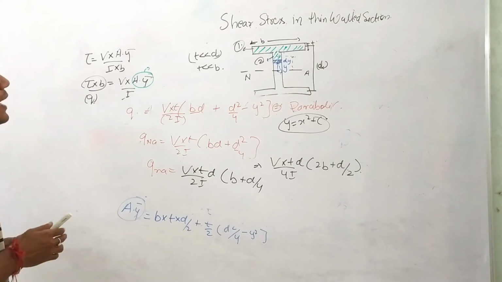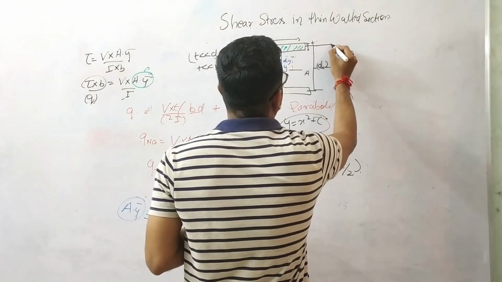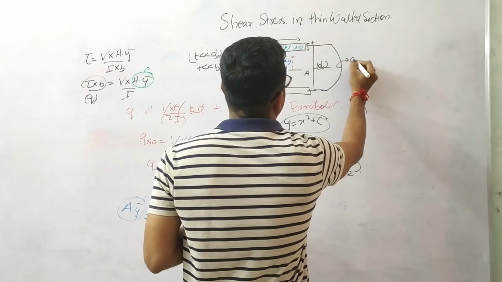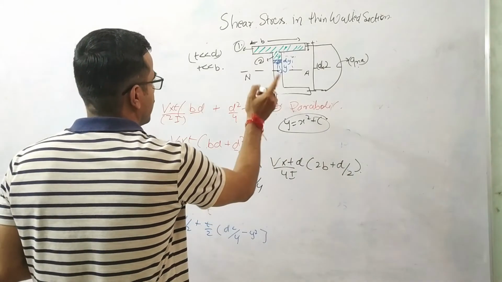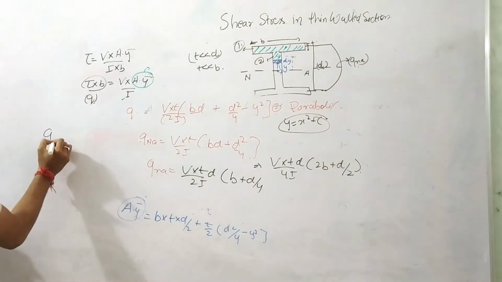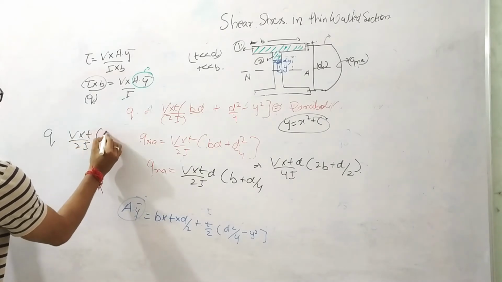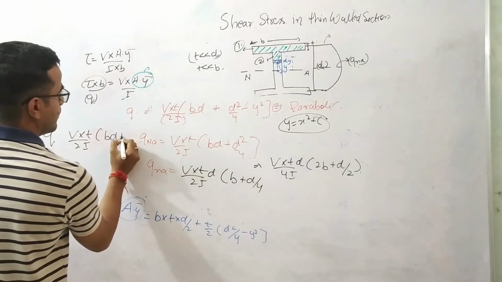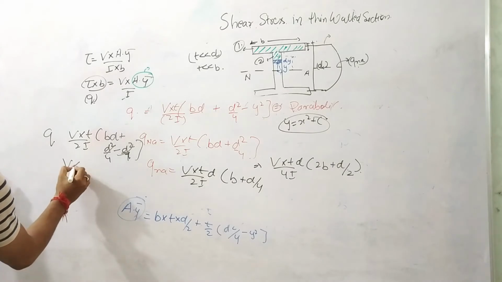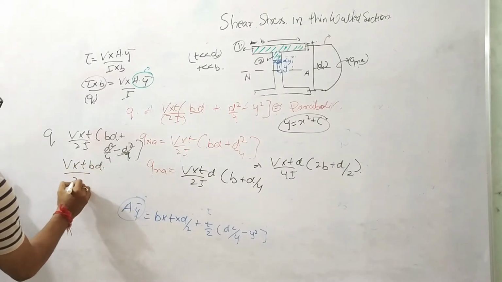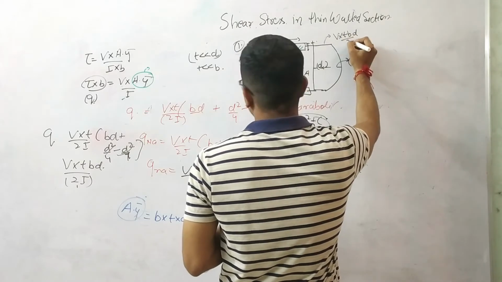Now, if I want to calculate what will be the value at d by 2, our variation will look like this. At neutral axis, it will be same. Q at this portion at d by 2 will be V into t over 2I into bd plus d square over 4 minus d square over 4. So this thing will cancel out, so V into t bd over 2I at this portion.